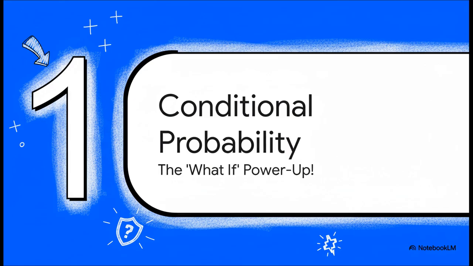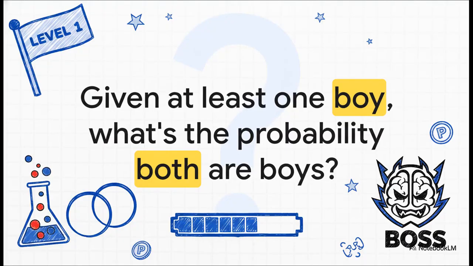Alright, ready? Let's dive into level 1, conditional probability. Just think of it like this. You found a secret power-up in a game. It's all about what happens when you already have a piece of secret information. So, let's look at this simple question. It's actually from your textbook, example 2. It's a great way to get the main idea.